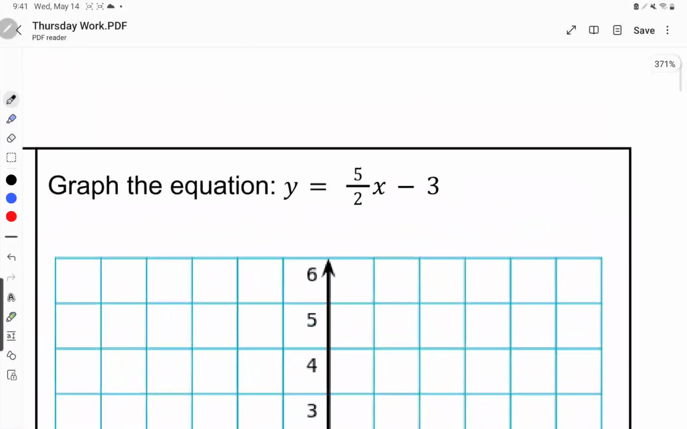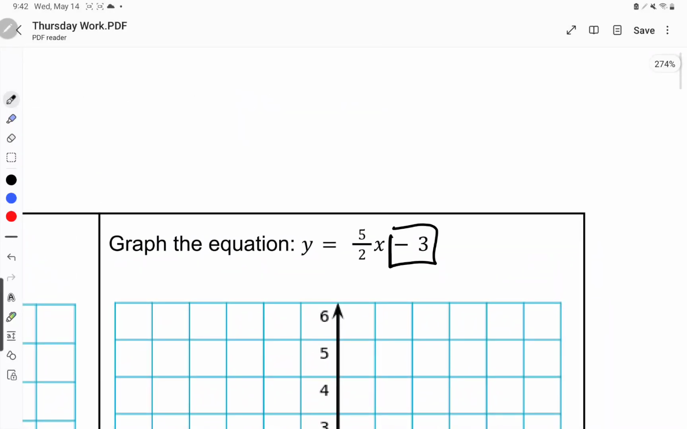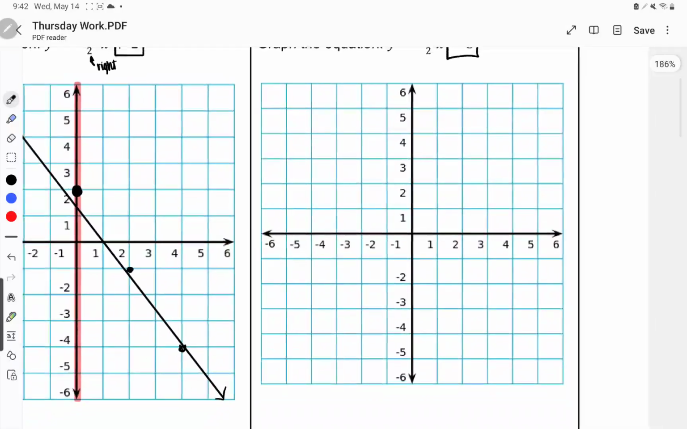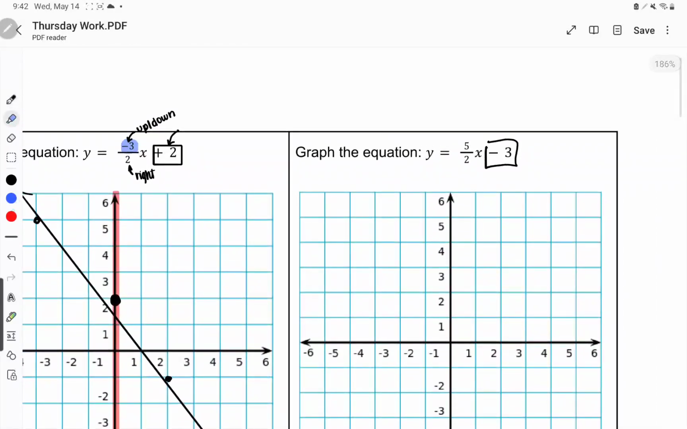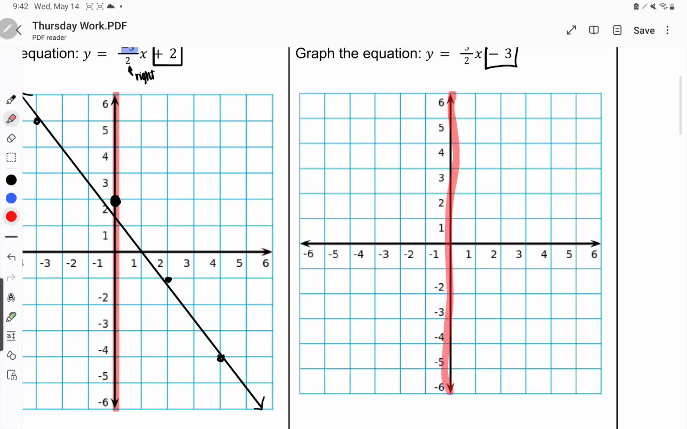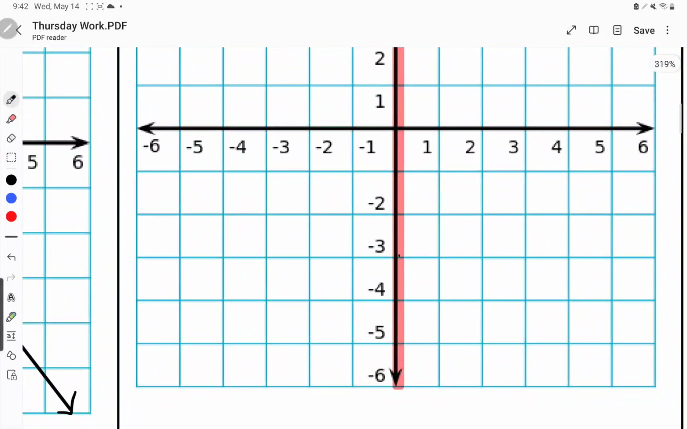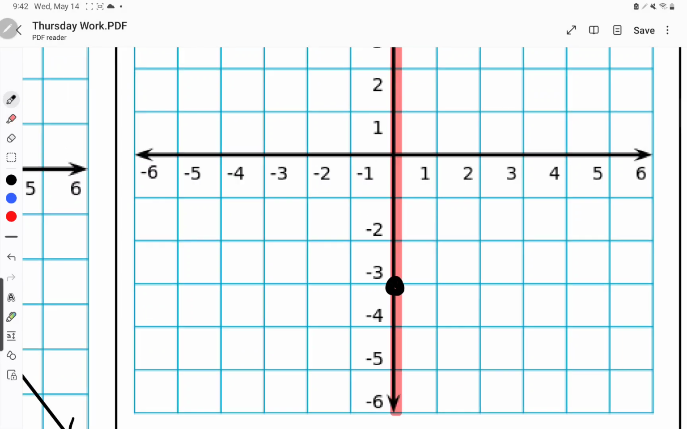All right, so for this one, what's the first thing I'm going to graph? I'm going to graph this -3 right here. And where am I going to graph that -3 at? I'm going to graph that on my y-axis. Now, remember, -3 is underneath our origin. So we're going to go right here to -3.